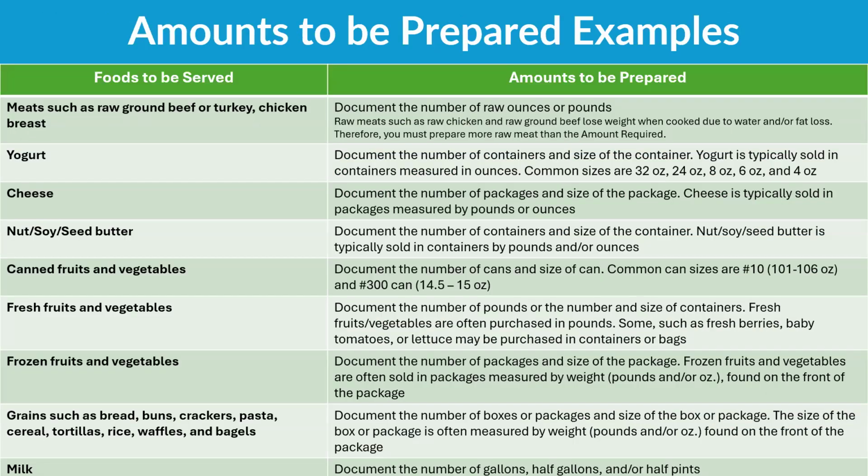And then here, we will review some common foods served and how to document quantity and purchase units in the amounts to be prepared column. So again, I won't go through each of these for time purposes, but do feel free to take a screenshot, a picture, or come back to the slide on the recording. Hopefully, this helps to provide a cheat sheet for what is expected in that amounts to be prepared column.